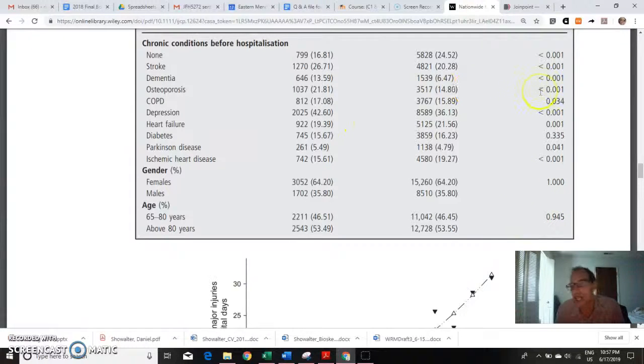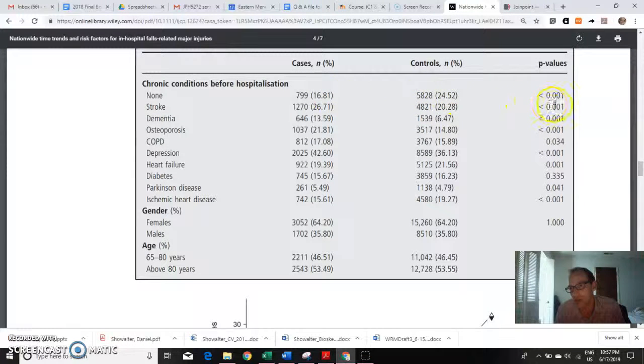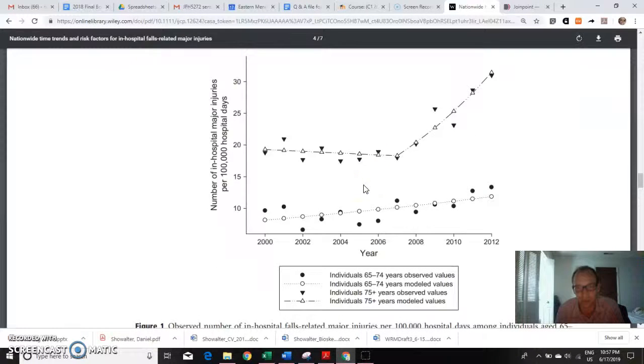So again, what do you do with the fact that the cases and the controls aren't exactly the same? Well, at least they were transparent and reported that. It is a limitation of the study. If you were interested in a specific condition, you might take a look at how far off the percentages actually were in the cases and controls.